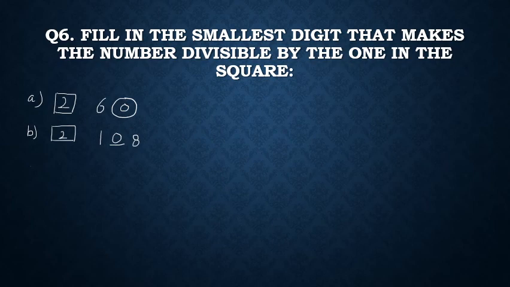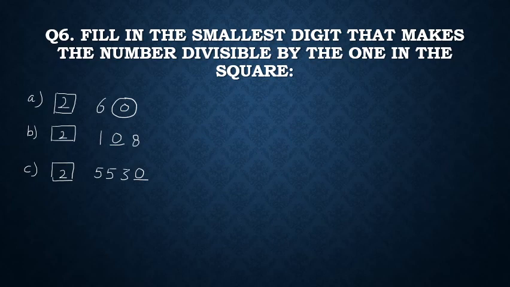Now question number C is, in the square the number given to us is again 2 and the number given to us is 5, 5, 3-. So the smallest digit which we can write here is 0. Now it becomes an even number and that number is divisible by 2.